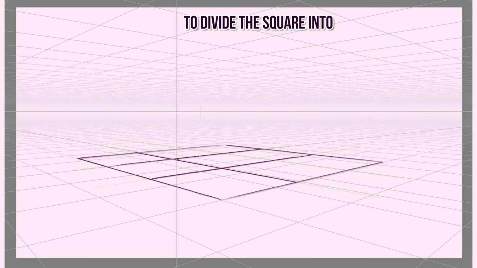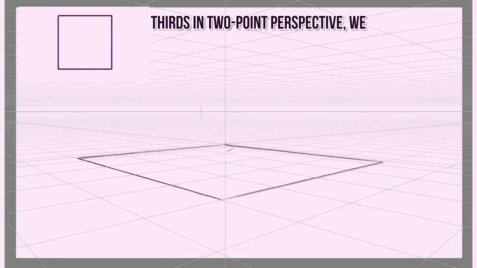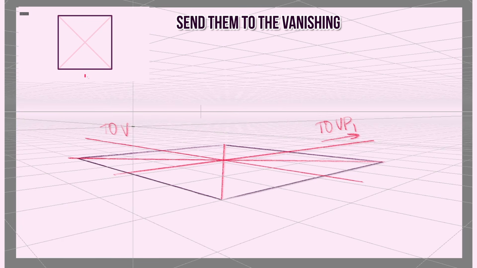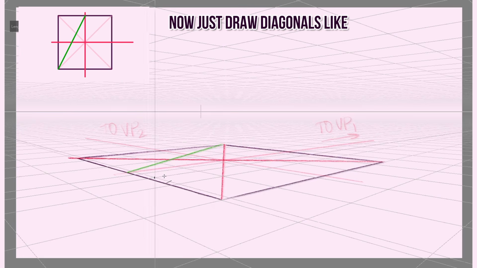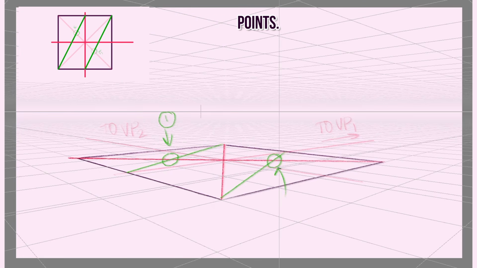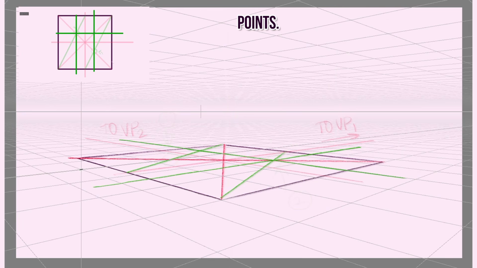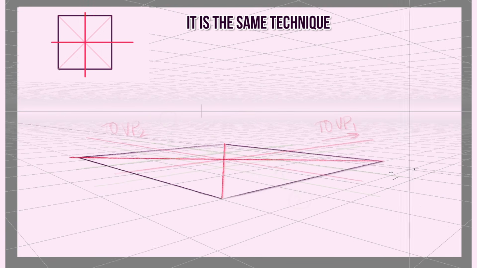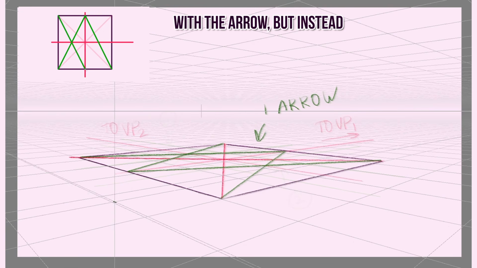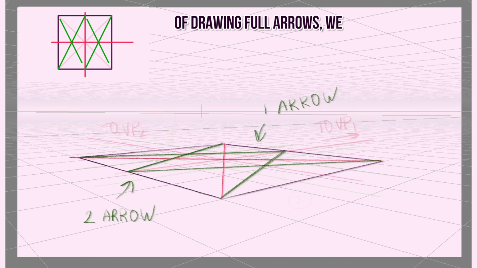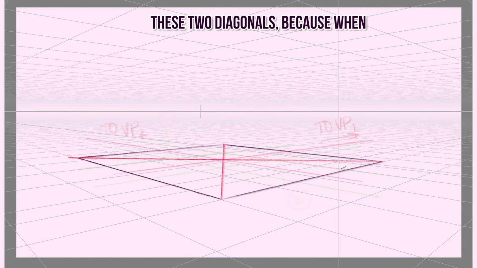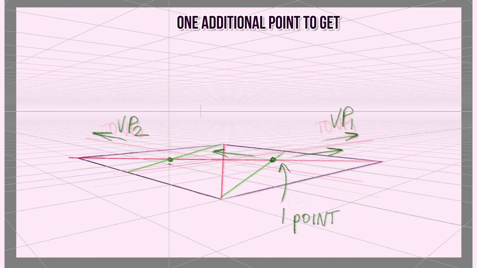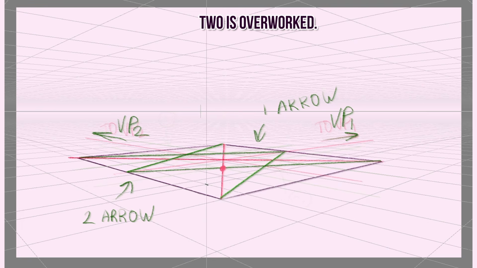To divide a square into thirds in 2-point perspective, we need both middles, which we get with the diagonal cross. Send them to the vanishing point. Now just draw diagonals like this, and here are your points. It is the same technique with the arrow, but instead of drawing full arrows, we reduce these 2 diagonals. Because when we have both vanishing points available, we need just 1 additional point to get the correct guide. 2 is overworked.